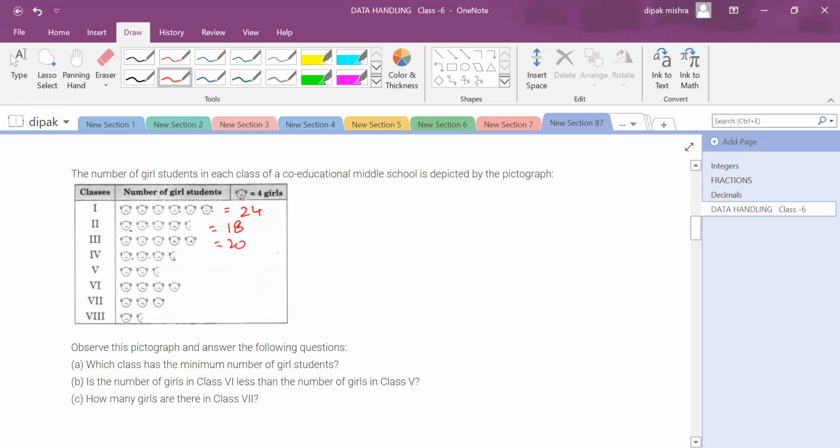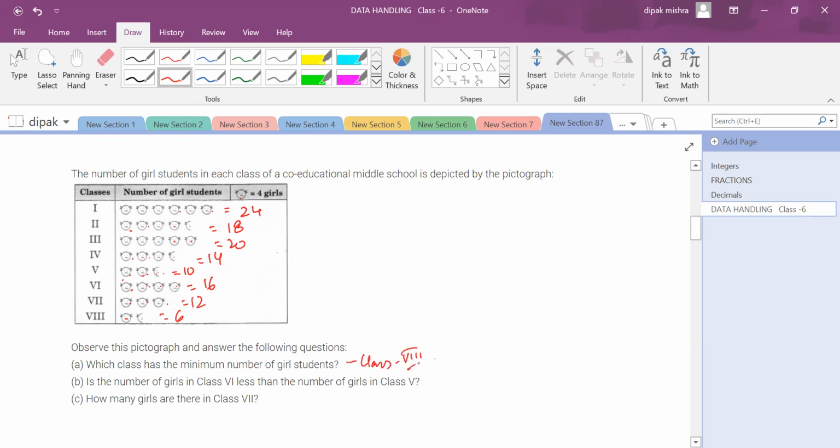This one is 3 pictures, 12, and a half, 2, is 14. This is 2 and a half, so 4 times 2 is 8, plus 2 is 10. Then 4 pictures, 4 times 4 is 16. Then 3 pictures is 12. And 1 and a half pictures will be 6. So which class has the minimum number of girl students? The minimum number of girl students is in class 8.